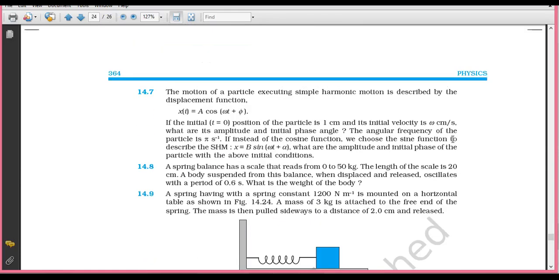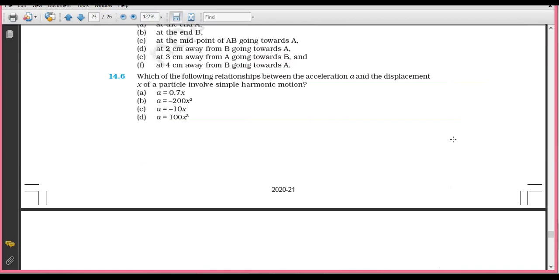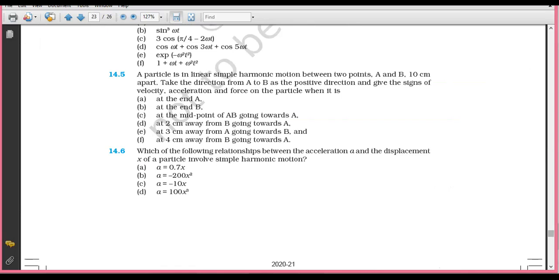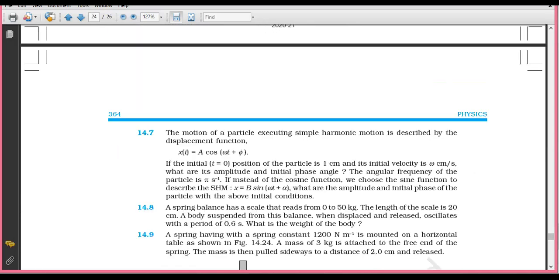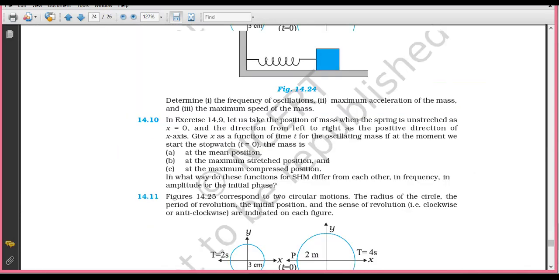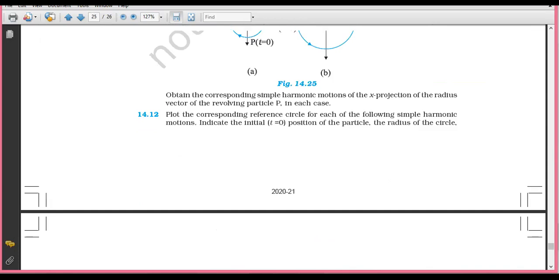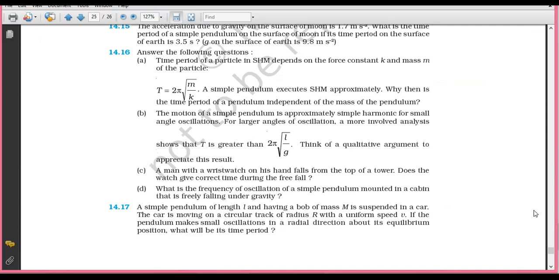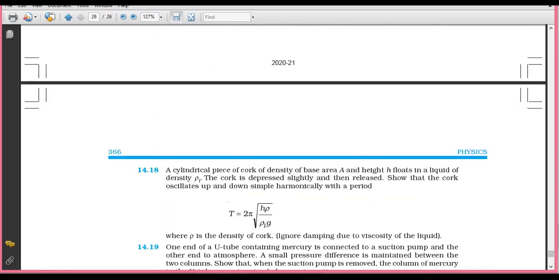Okay, let me show you where it is. If you know that some of these things are there, you will have more confidence. It might be asked in your exams also. Of course, the pendulum is already given in your textbook in the theory. Yeah, look at this.